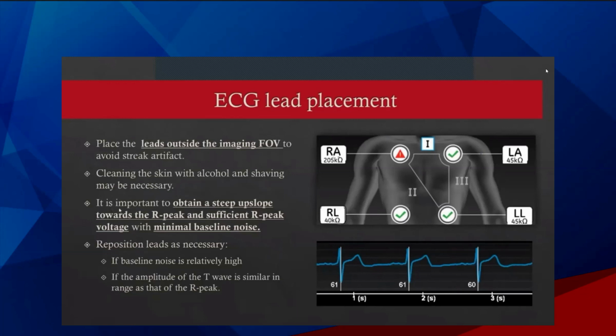Now, it's very important to obtain a steep upslope towards the R peak and sufficient R peak voltage with minimal baseline noise. Basically, if you're looking at the waveform, your R peak is peaking high, your S is down, but then you've got the T wave here. You want to make sure it's not as high as the R wave. So the amplitude may be close, but you want a significant difference between your R wave and your T wave. And if you need to reposition the leads, make sure you do that. Make sure everything is connected correctly, and then you have a nice even waveform when we're doing this.